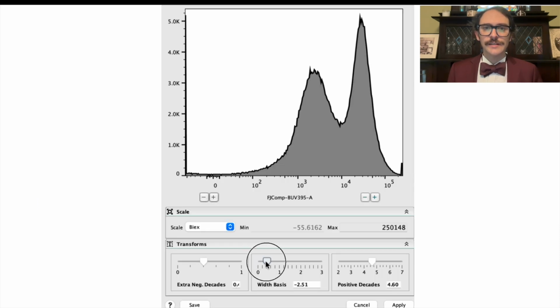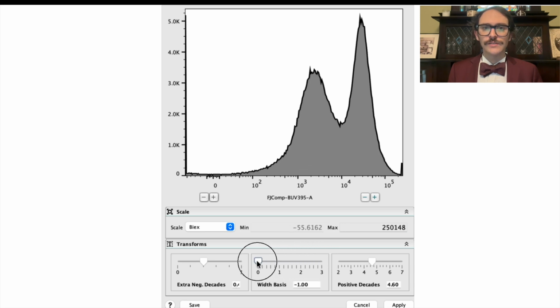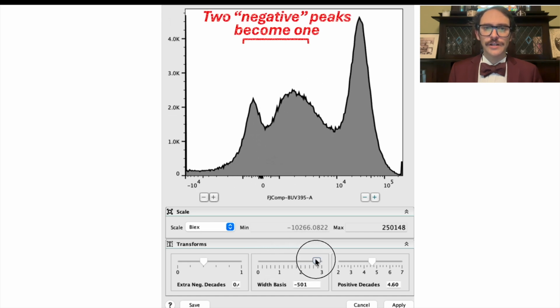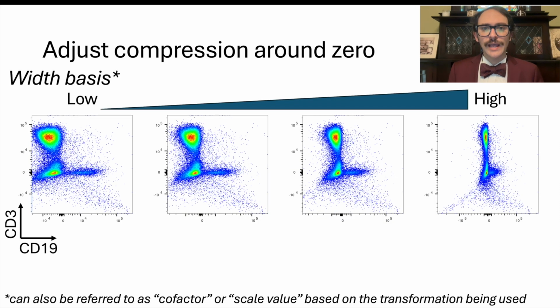So we can adjust the level of scaling. Here we can see how changing the width basis alters how values spread around 0 on the plot. When we increase the width basis, we can see the 10 to the 3 values being squashed closer to 0, essentially compressing the cells around 0. We can see how different levels of scaling can impact how the data look. The levels can influence how many populations we may identify, and this is particularly important when using computational approaches. By adjusting the width basis, we control for this, particularly around 0.